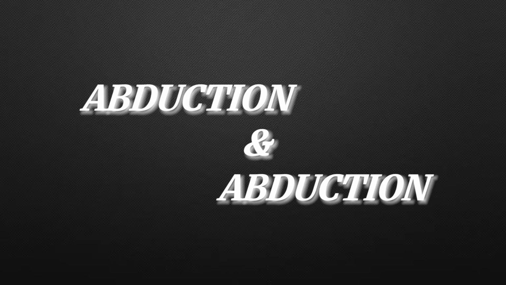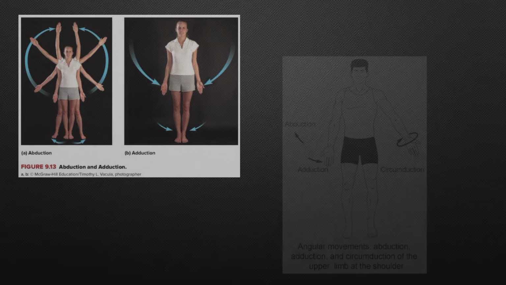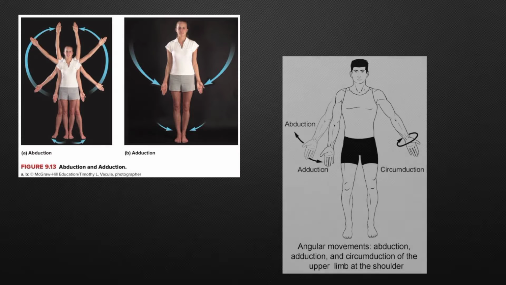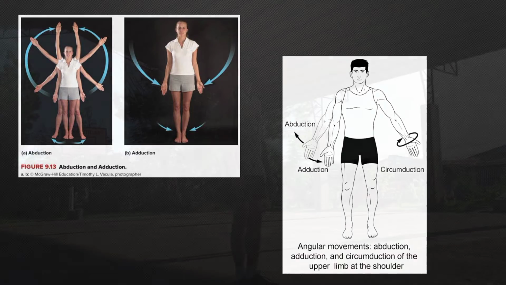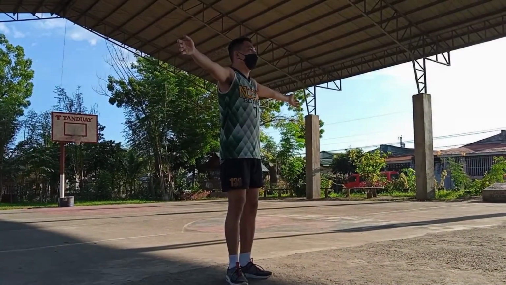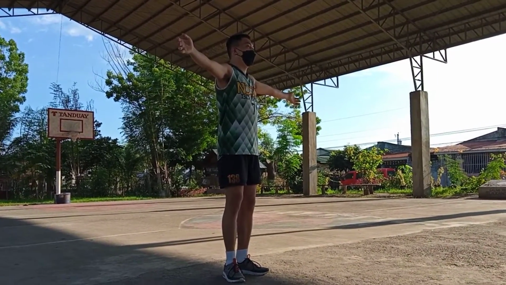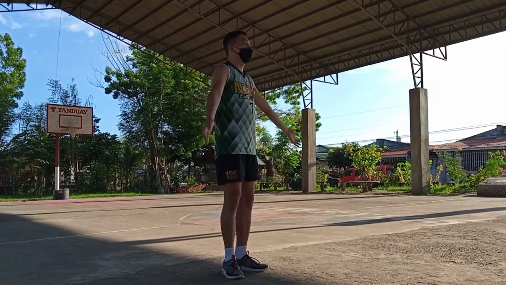Abduction and adduction motions occur within the coronal plane and involve the medial-lateral motions of the limbs, fingers, toes, or thumb. Abduction moves the limb laterally away from the midline of the body, while adduction is the opposing movement that brings the limb toward the body or across the midline. For example, abduction is raising the arm at the shoulder joint, moving it laterally away from the body, while adduction brings the arm down to the side of the body.